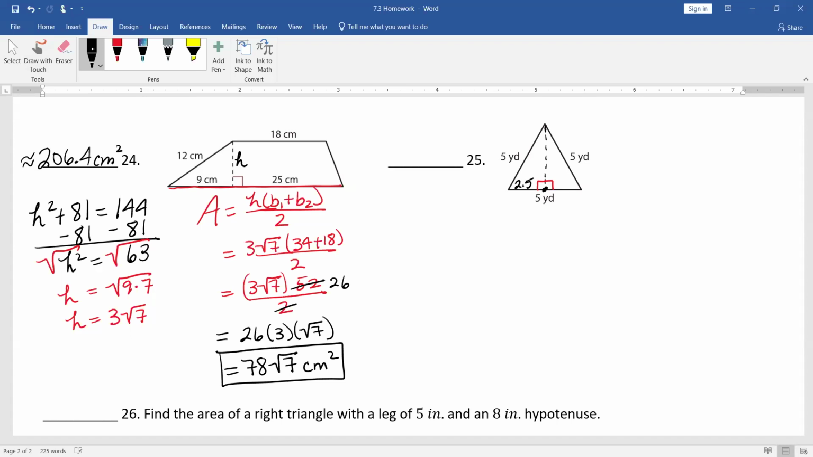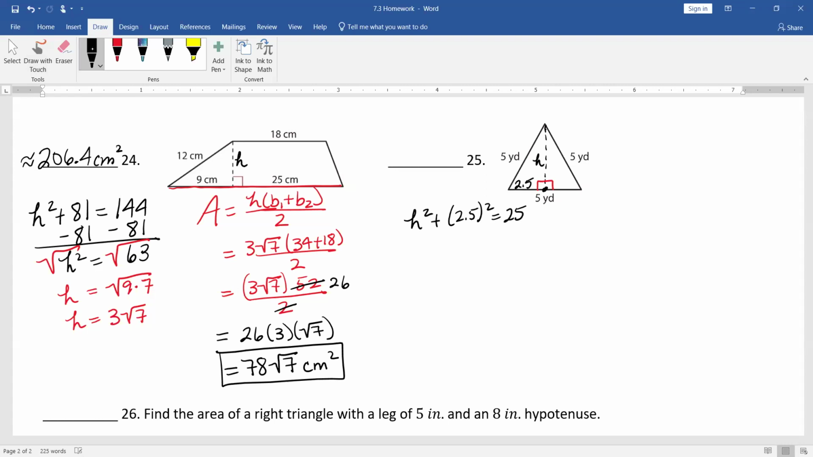So now I can calculate that height based on one of these right triangles using the Pythagorean theorem, and then in turn find the area of the entire triangle. Starting with the height, that middle line is a leg. So h squared plus 2.5 squared equals 5 squared, which is 25.